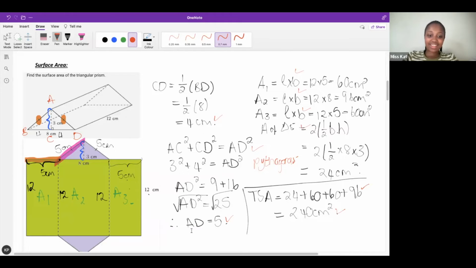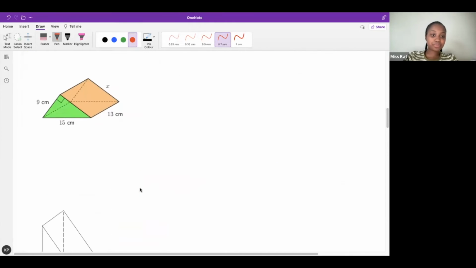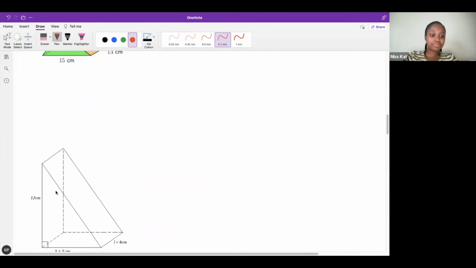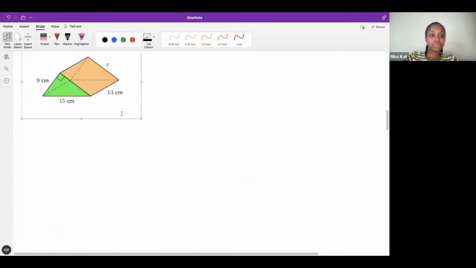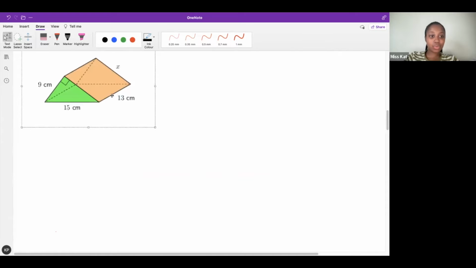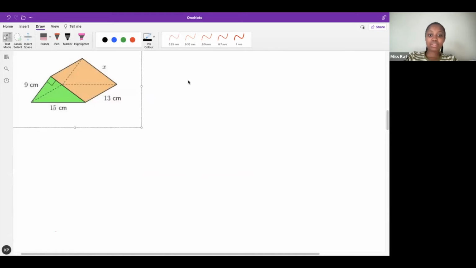Yay. Okay, let's do one more. Here we go. I'm going to take this one out. I like the one with color better. There we go. Okay. Now we want the total surface area for this shape.